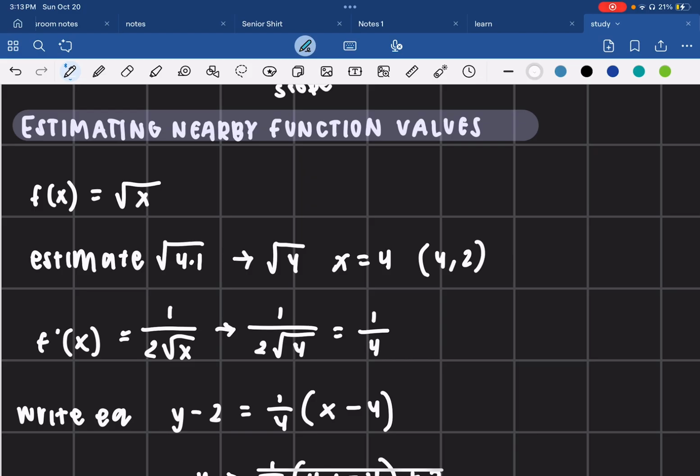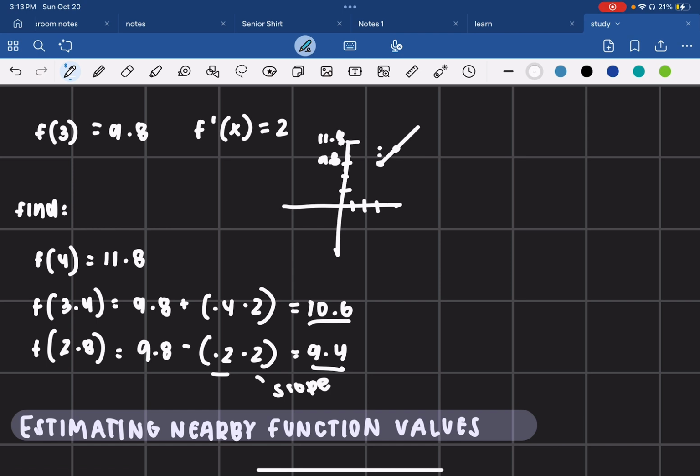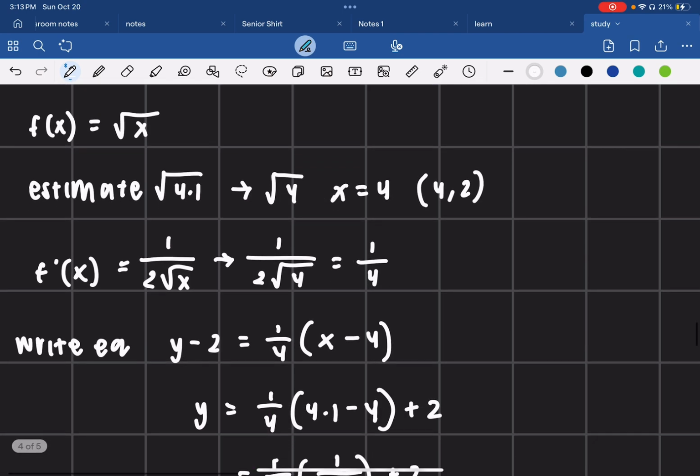If we look back, the function is root x, so we know that x is equal to 4.1. But like we did here, we're going to try to pick the nearest or closest whole value that works easily in the function. For this one, it would be 4 because it's very close to 4.1, and the square root of 4 is 2, not a weird number. So we're using x equal to 4, and then all we're going to do is plug the 4 into our original function to get the y value. So if we do root of 4, we get 2.